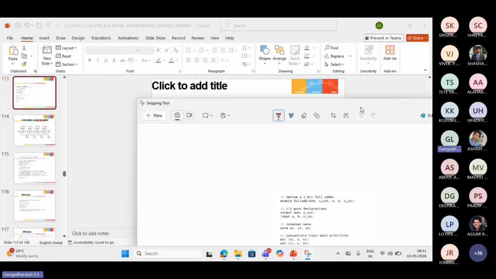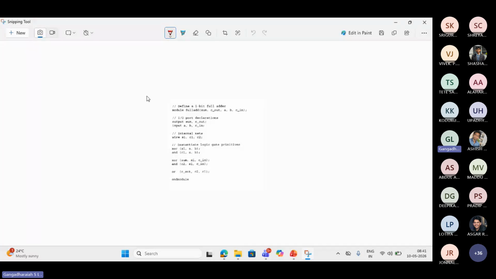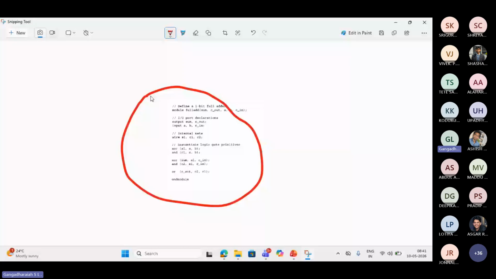So now, see, this is again, I'll tell you, it is rarely used. It's not very widely used in industry. Yes, it is used. This is called gate level modeling. What is this called? Please understand. This is called gate level modeling.